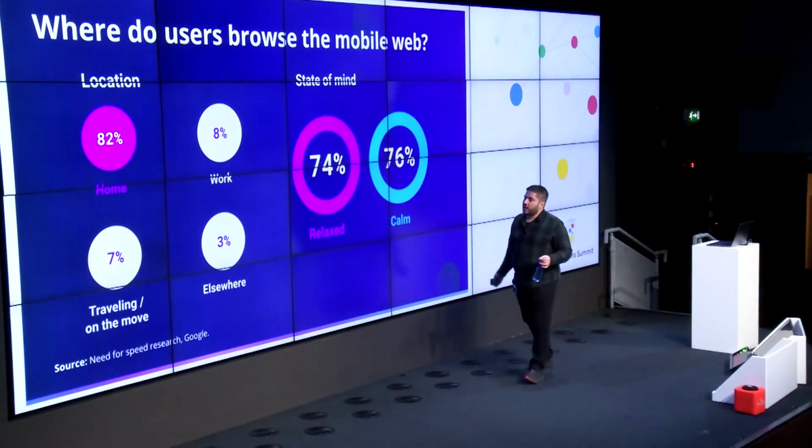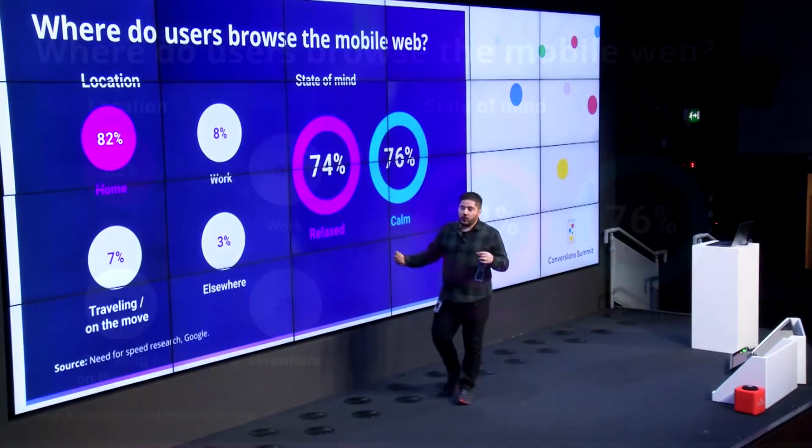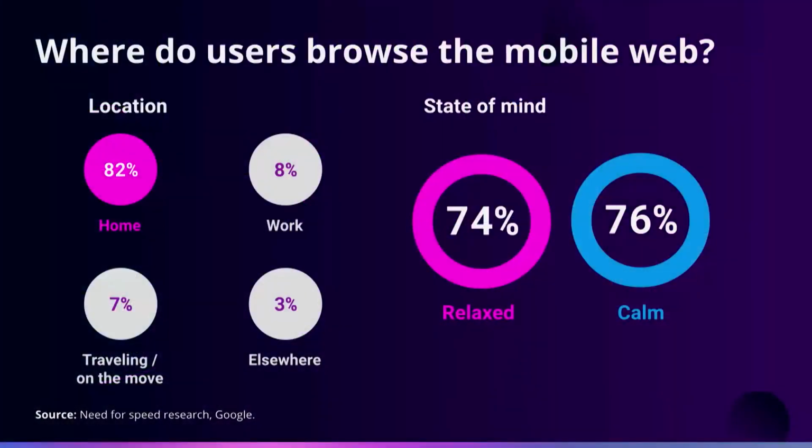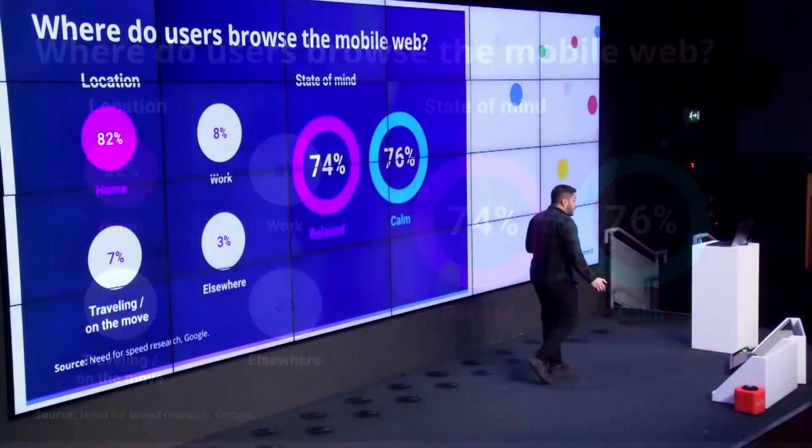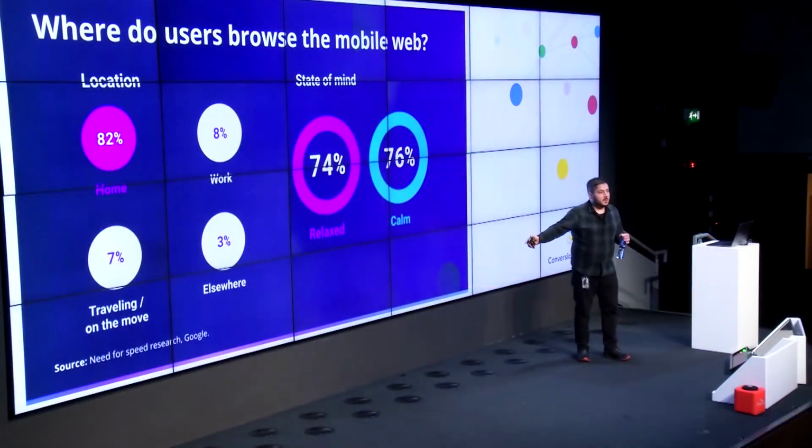Also, where do people browse? Now, when I first saw this, home for a mobile device seemed weird, because a mobile device is mobile, right? Well, work is different for different people. For some people, it's in an office. For some people, it's on a building site, right? And connectivity is really strong when you're at home. You're relaxed, you're calm, you're more likely to do stuff, you're not traveling around. So seeing 82% of people, generally speaking, engaging on the mobile web at home makes sense.